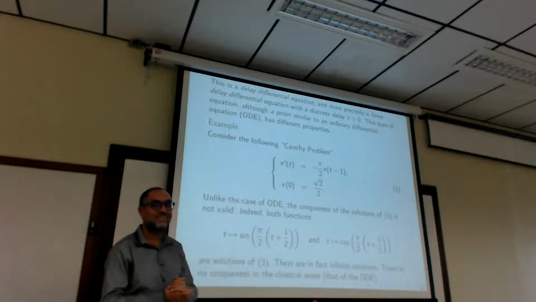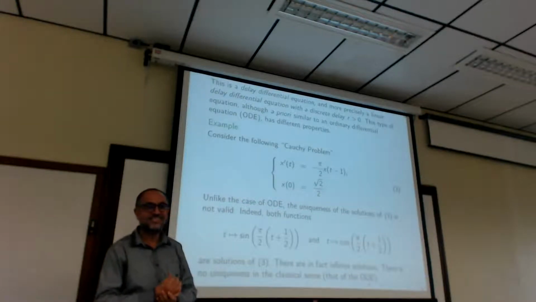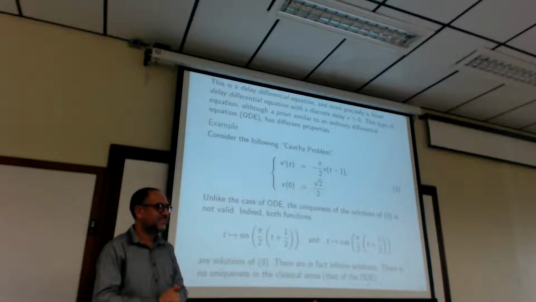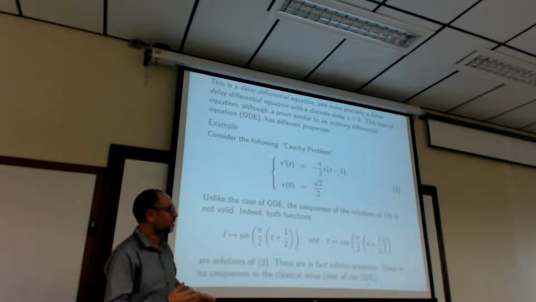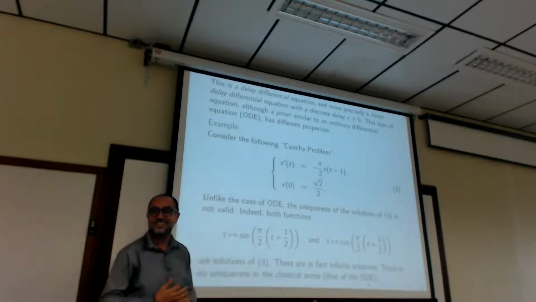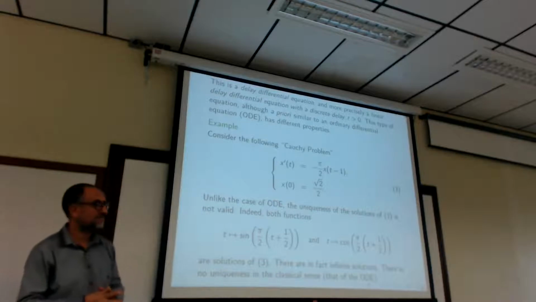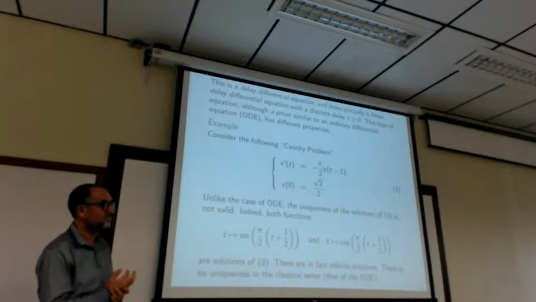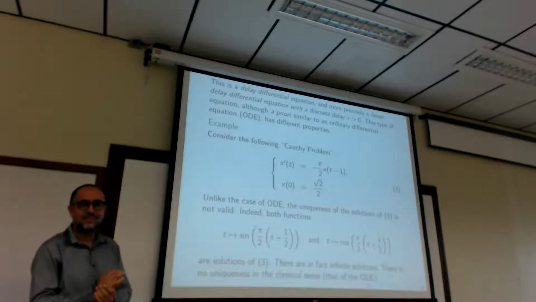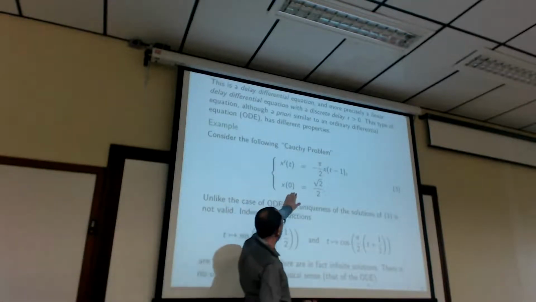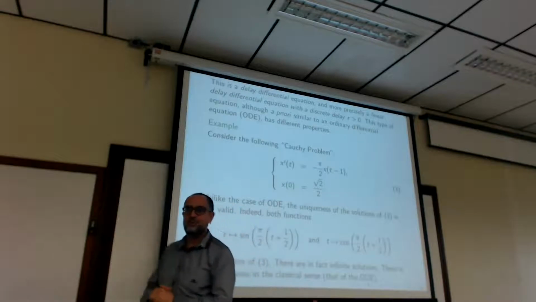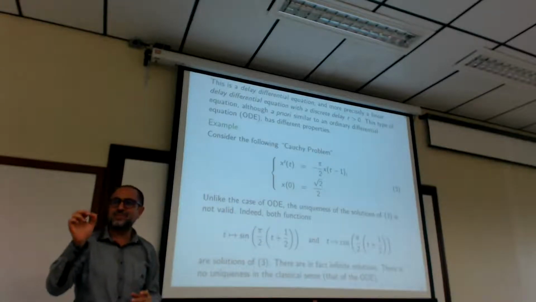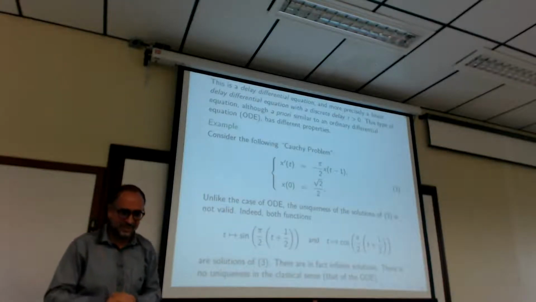What is the problem for this? What is the mistake? Can someone say what is wrong here? What is not good in this? It's this ordinary initial condition that is not good. We cannot take the initial condition on one point. It's not enough to solve it.